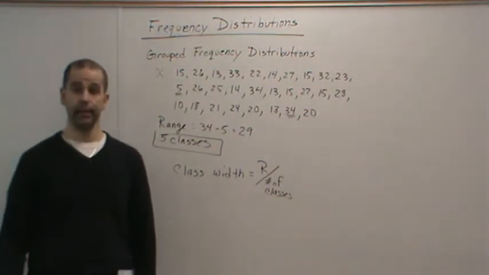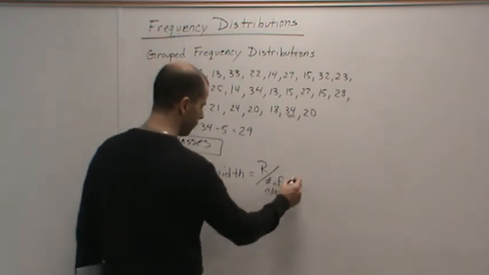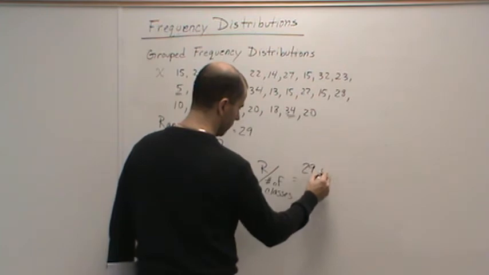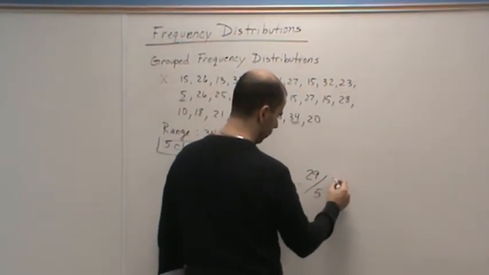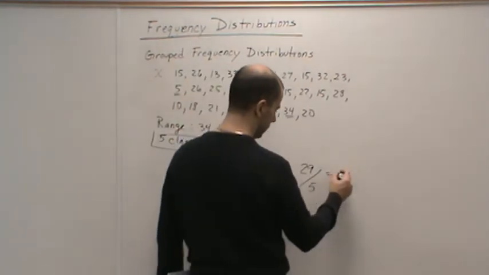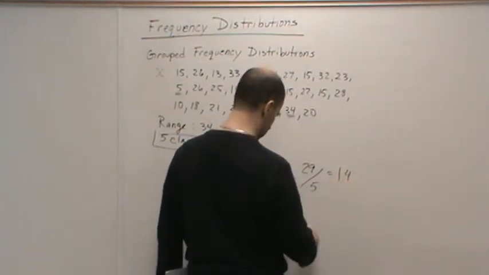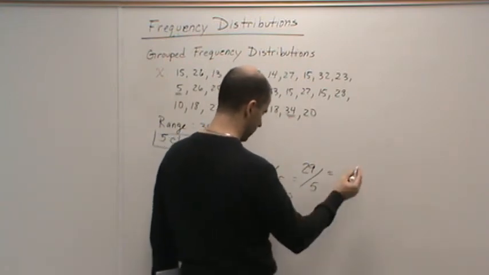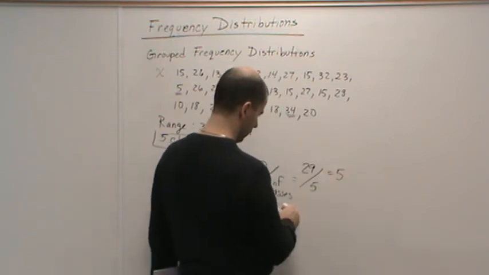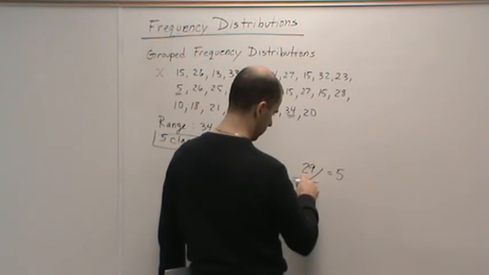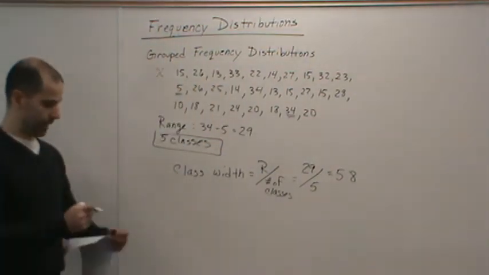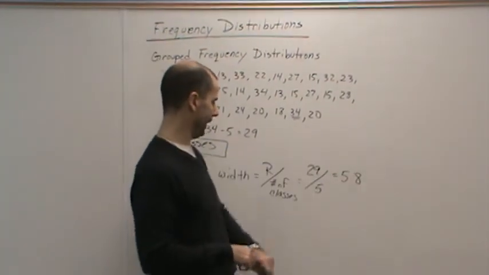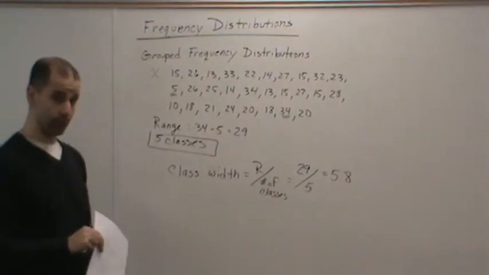It's going to be the range divided by the number of classes. The range divided by the number of classes. So what's the range here? The range is 29. We're going to divide by how many classes they want us to have: 5. So we divide by 5. What does that give us? 1.45. Or hold on. Nope. That gives us 5.8. Okay, a class width of 5.8. Any questions? Good.